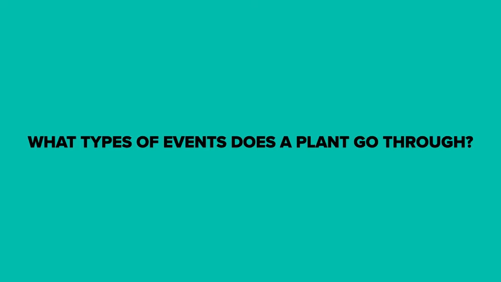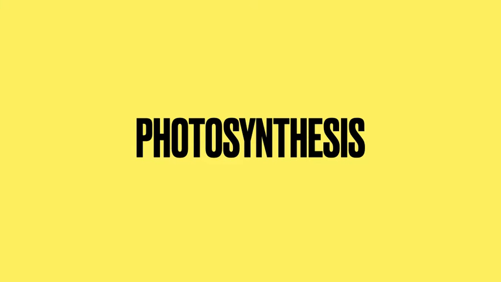What types of events does a plant go through? It goes through different types of events to get its food and also to get rid of the excess water. Our first process is quite a big word. It's photosynthesis. And in the next coming slides, I'm going to explain what photosynthesis is.